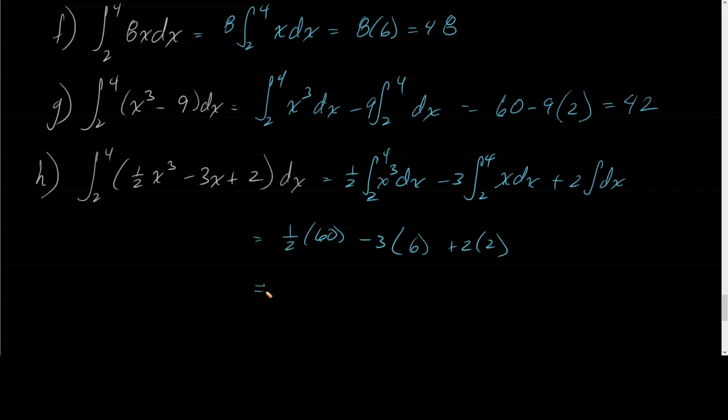And what is that? Well, half of 60 is 30. Minus 3 times 6 is 18. 2 times 2 is 4. So 30 minus 18 is 12. 12 plus 4 is 16. Right? So there you go. That's all our definite integrals. And that's the end of 5.3.